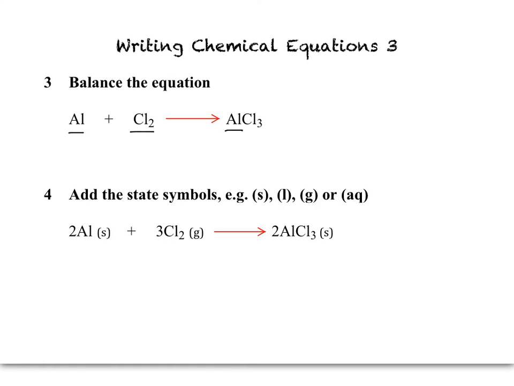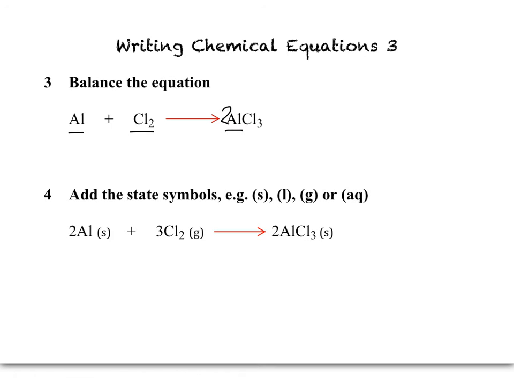Now we have an odd number of 3 chlorine atoms on the right-hand side, so we must double this to make 6 to make it an even number. Otherwise, we can never balance the equation, as the left-hand side can only have an even number of chlorine atoms. So multiply it by 2.